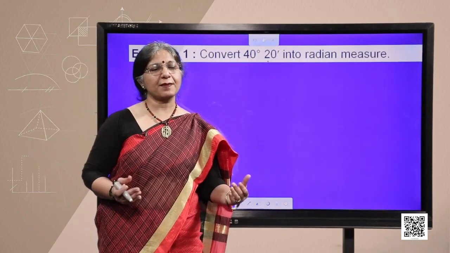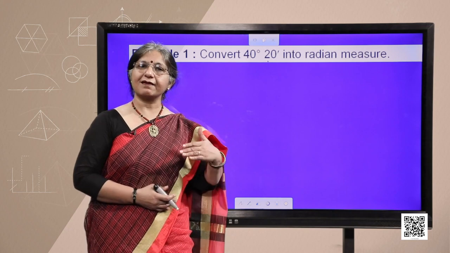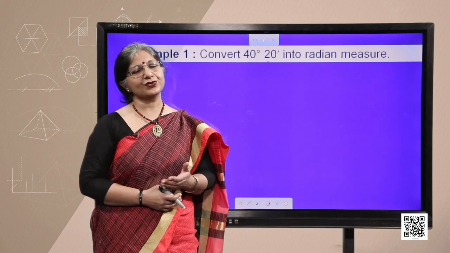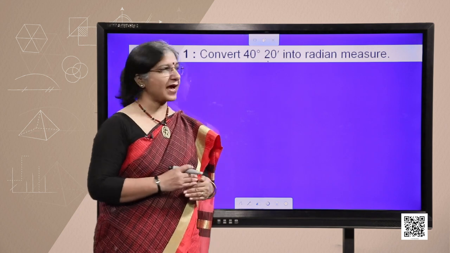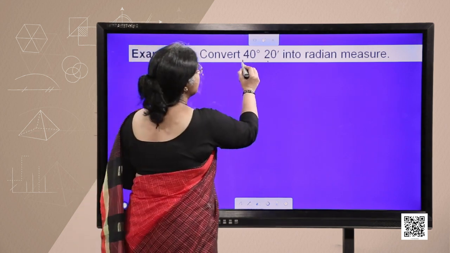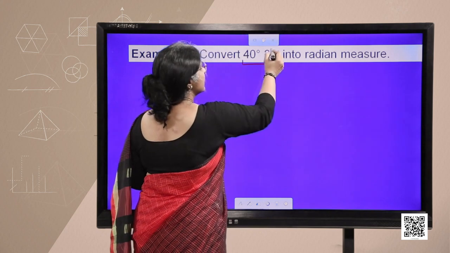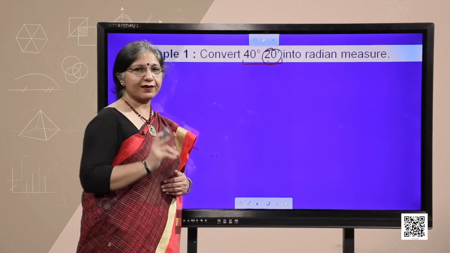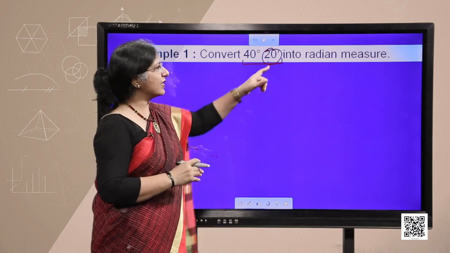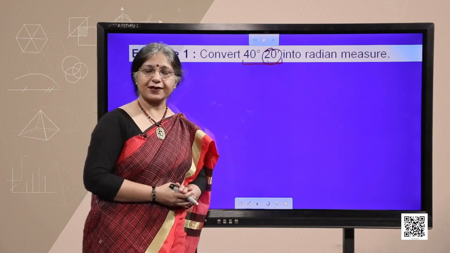Now, we will be doing some examples to convert degrees to radians and radians to degrees. See this example: convert 40 degrees 20 minutes into radian measure. What we first need to understand is that this is not completely in degrees. This 20 minutes needs to be first converted into degrees, and only then will we convert it into radian measure.